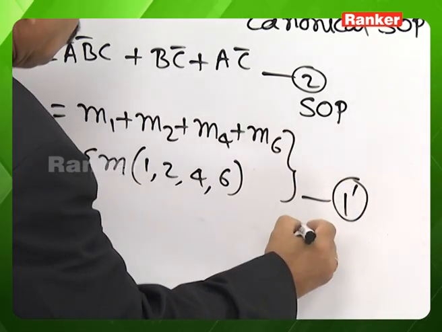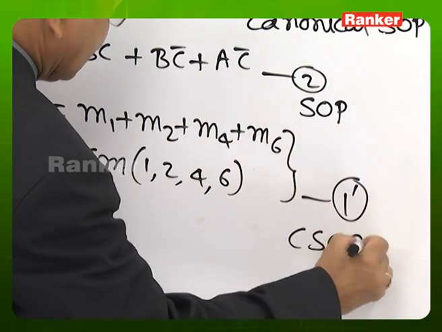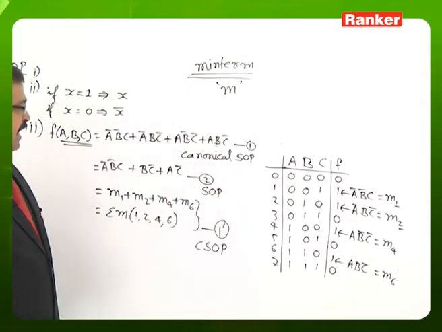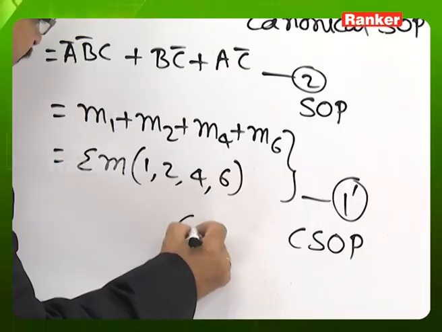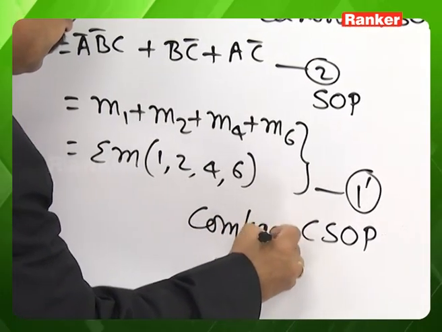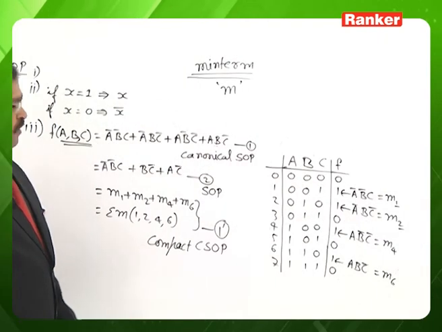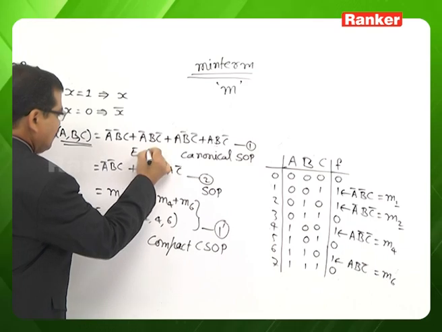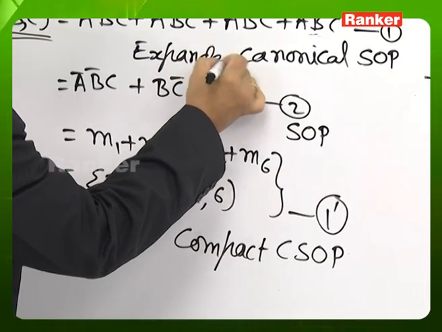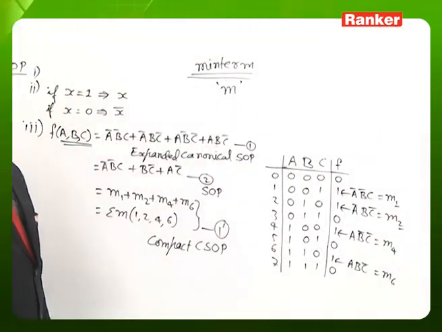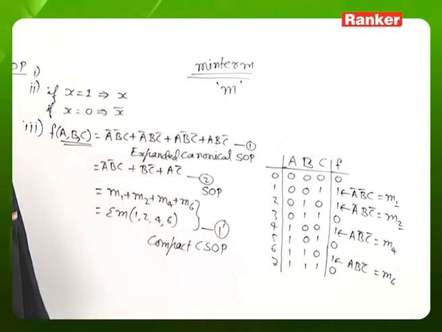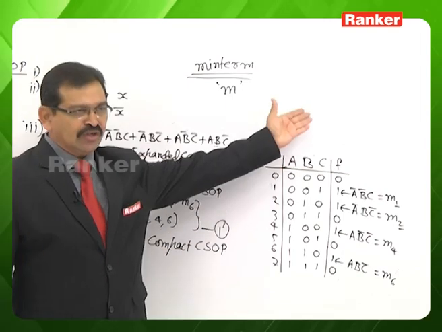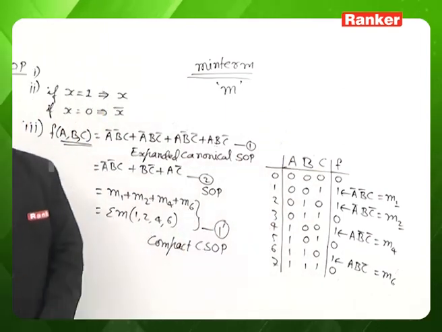These equations also we are naming as canonical SOP expression. Again, to distinguish between 1 and 1 dash, 1 dash we are naming as compact canonical sum of product expression, whereas equation 1 we are naming as expanded canonical sum of product expression. So this is the procedure to write the sum of product expression of the given function whenever the function is defined in the truth table.